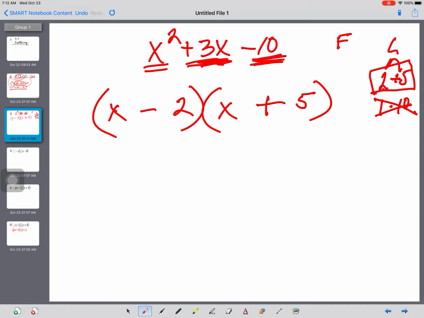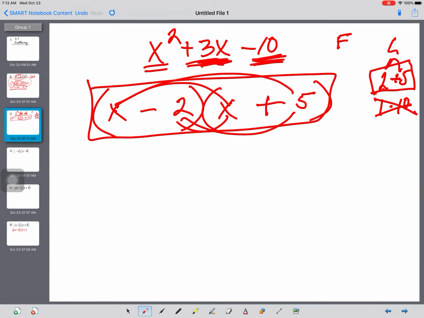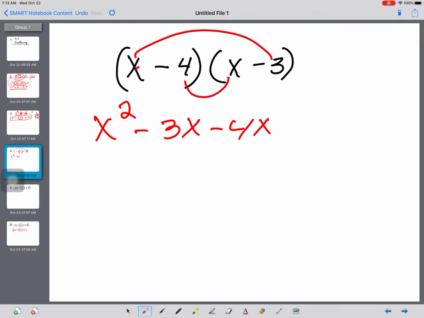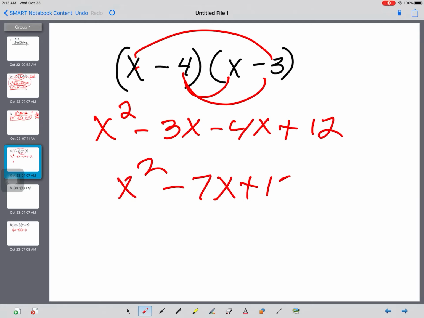So double checking, right? x times x is x squared. x times 5 is 5x, minus 2x would be 3x, and then negative 2 times 5 would be negative 10. So the factored version of that is there. Let's take a look at another one of those. I'm going to FOIL this out. So x times x is x squared. x times negative 3 is negative 3x, negative 4x, and then plus 12. And so the final answer would be x squared minus 7x plus 12.